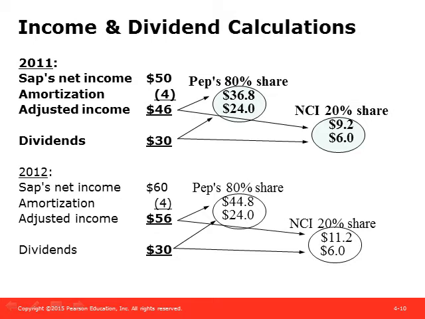We do the same calculation for 2012. We were given that SAP's net income was 60K. We know that the amortization was 4K, which gave us an adjusted income of 56K. PEP's 80% share of the 56K was 44.8K, with the remaining 11.2K belonging to the non-controlling interest of 20%. And then we know that another 30K were paid in dividends, which are split consistently between 2011 and 2012 at the 80-20 share, or 24K.